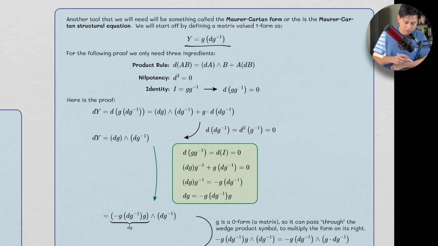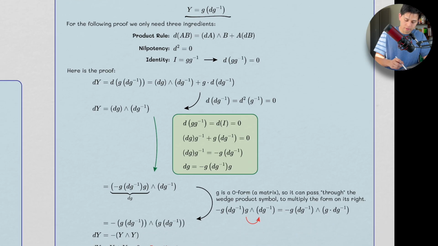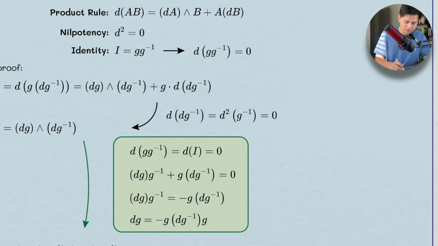So for the following proof, we need only three ingredients. One is the product rule, right? So the product rule, again, is just here, D acting on A and B is the same thing as D acting on A, wedge with B, and A acting on DB, right? And this can be thought of as a wedge product as well. This is a nilpotency condition, right, where the exterior derivative applied twice is 0. That's something we've talked about as well. And then we have the identity right here, right? And this leads us to the notion that if we take the exterior derivative of both sides of this equation, we get that the exterior derivative of this is equal to 0.